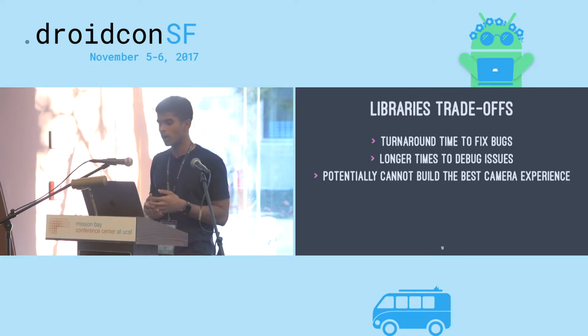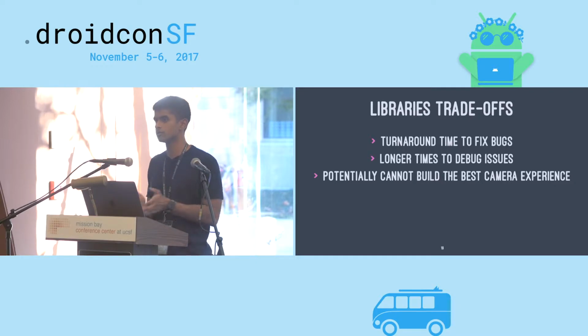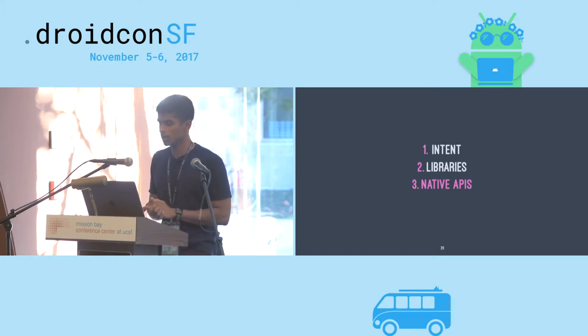And then potentially you probably can't build the best camera experience here because say the device manufacturer or the particular device doesn't expose certain features of the camera. The library can't do anything at that point. So compared to the intent, whenever you're using the intent, usually it resorts to the inbuilt native camera, which probably has a lot more features. Next up, to summarize libraries, it's very easy. You just build a camera, you start and stop it, and you can easily take pictures and videos.